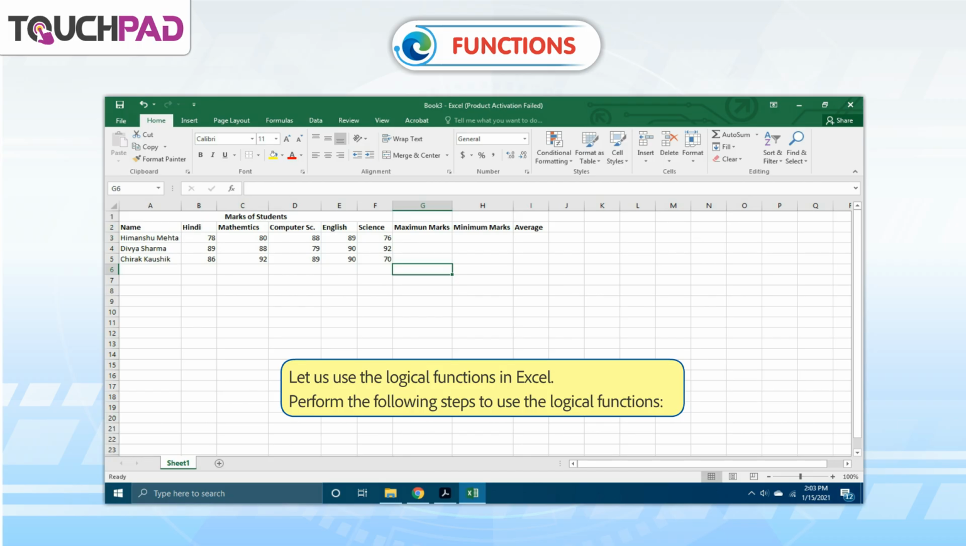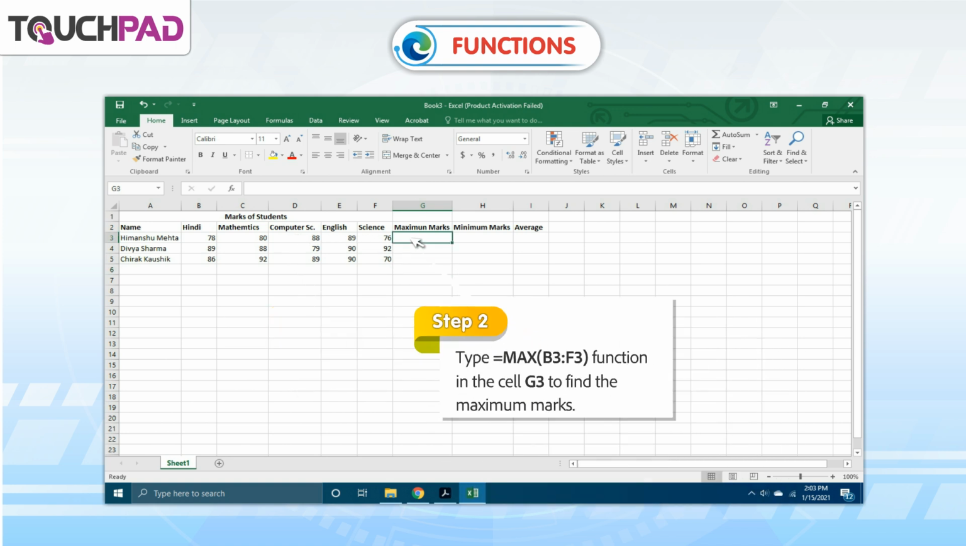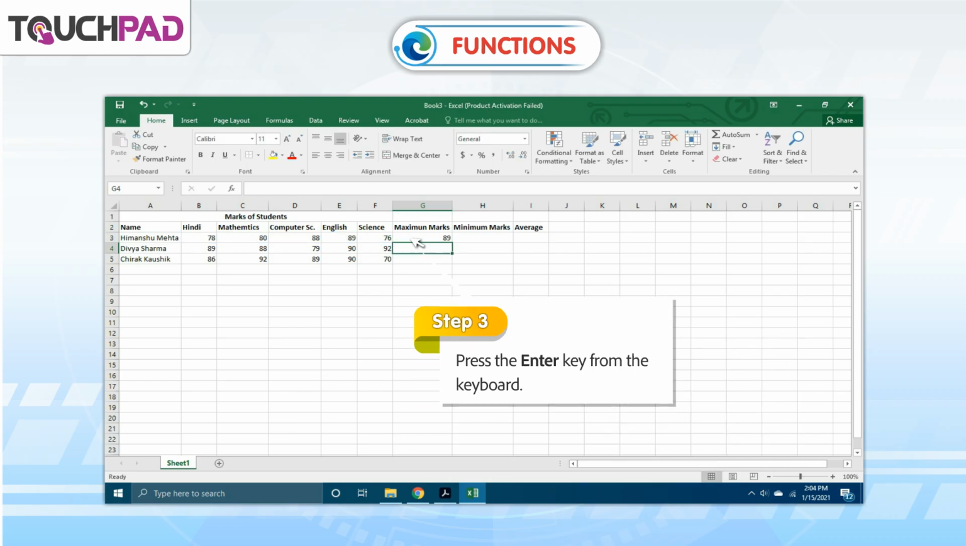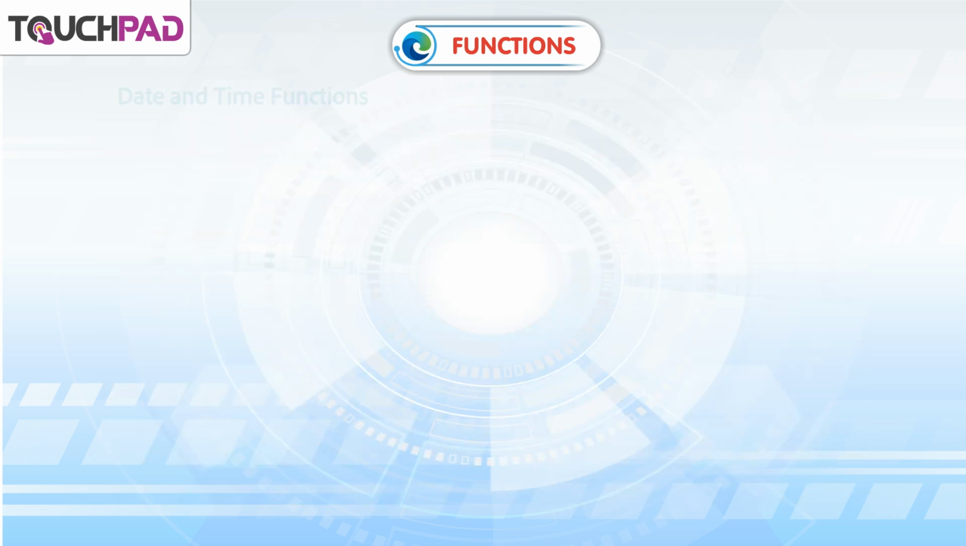Perform the following steps to use the logical functions. Step 1. Type the following data in the Excel worksheet. Step 2. Type the =MAX(B3:F3) function in the cell G3 to find the maximum marks. Step 3. Press the Enter key from the keyboard. When you press the Enter key, the maximum marks appear in the cell G3. Using the autofill feature, find the maximum marks of each student. Similarly, we can find the minimum marks by using the MIN function.